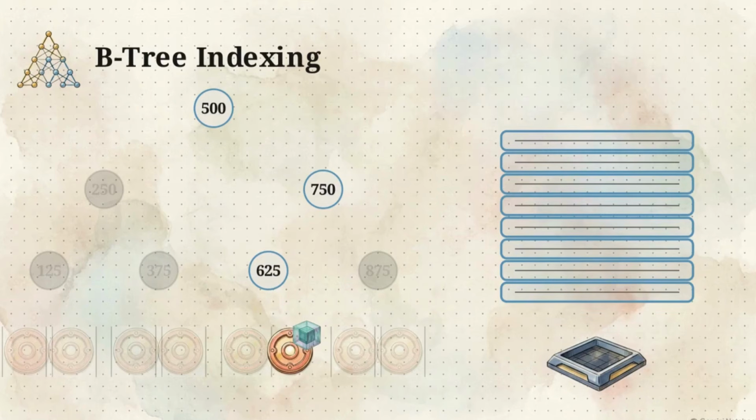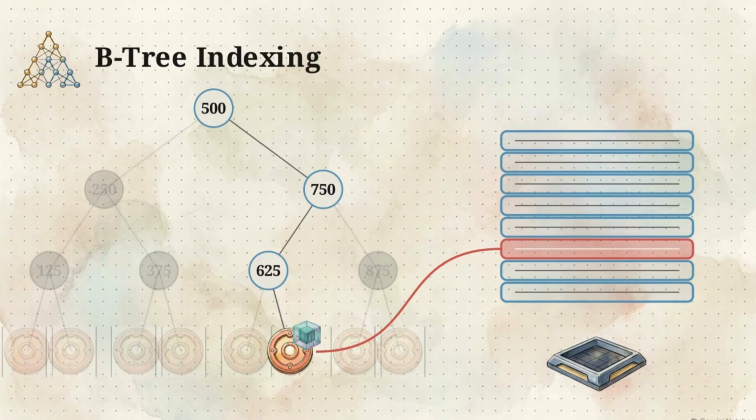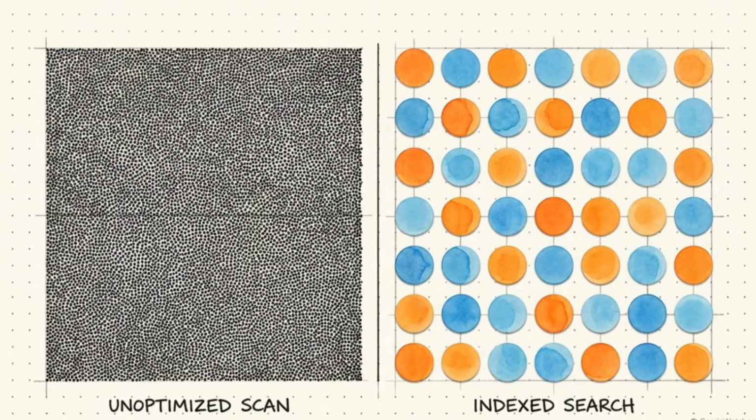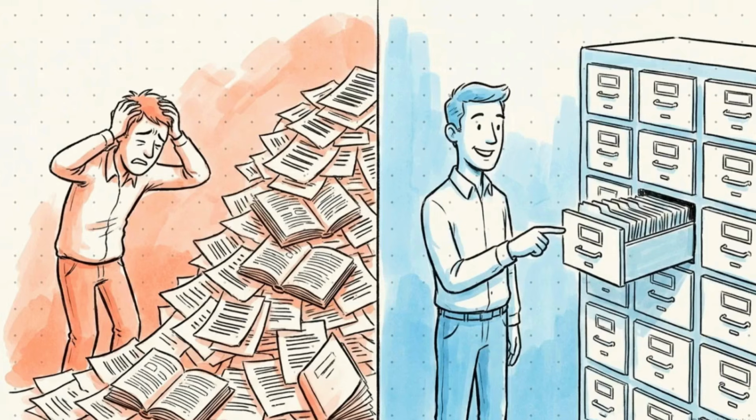Within a few quick steps, it arrives at a single leaf node. This node holds the exact physical pointer to the specific row of data you requested in the main table. Instead of scanning 10 million rows one by one, the database checks perhaps 30 or 40 nodes to find the exact same answer. Indexing takes a linear marathon of brute force reading and turns it into a highly efficient logarithmic shortcut.